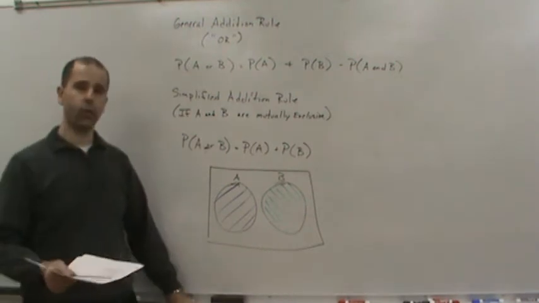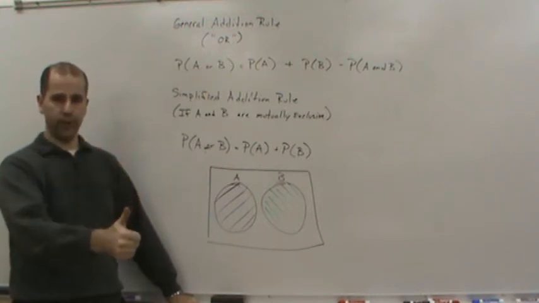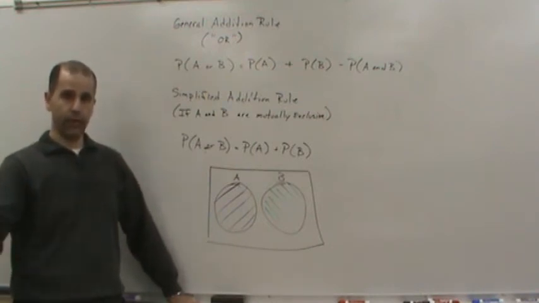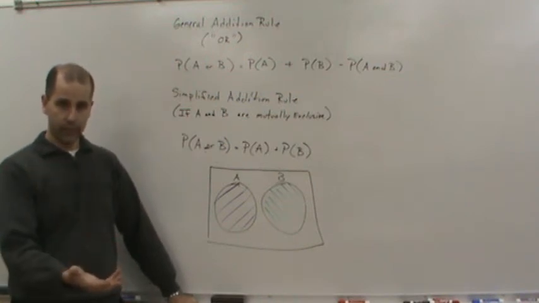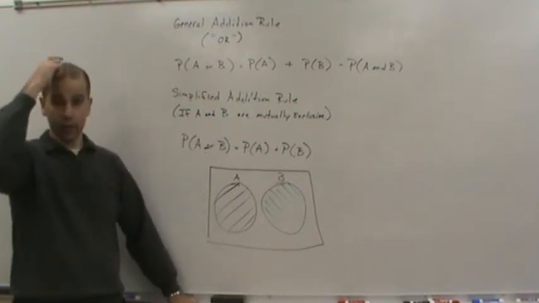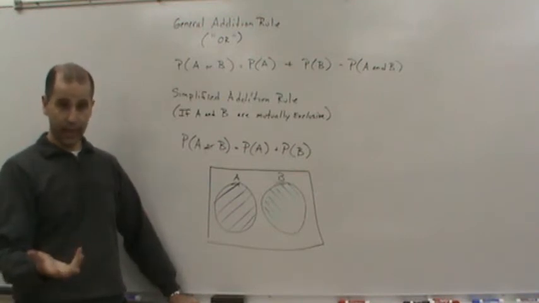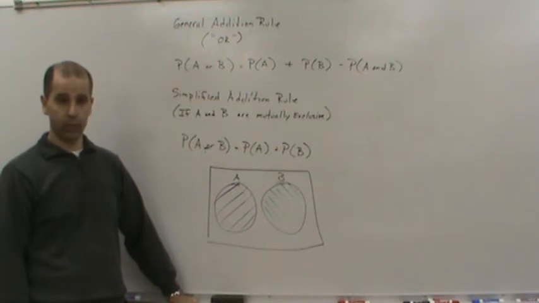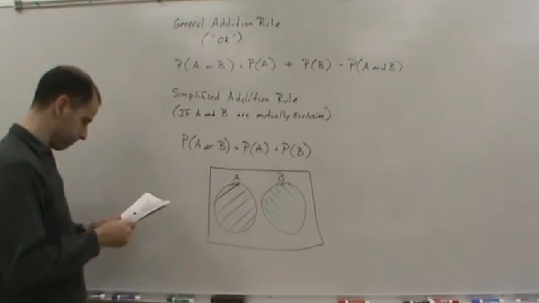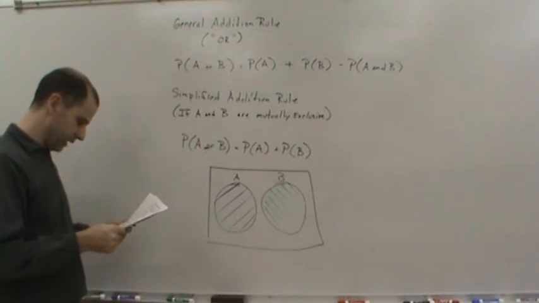So the question you want to ask yourselves whenever you're looking at a problem and it says, hey, what's the probability of this event occurring or this event occurring? Then the first question that you should always ask yourselves is, are these mutually exclusive events? Because if they are, you can simplify your work by just adding their individual probabilities. If they're not mutually exclusive or it's not reasonable to believe that, then you're better off using the general rule. Okay? And that's what we're going to do. So let's do an example.